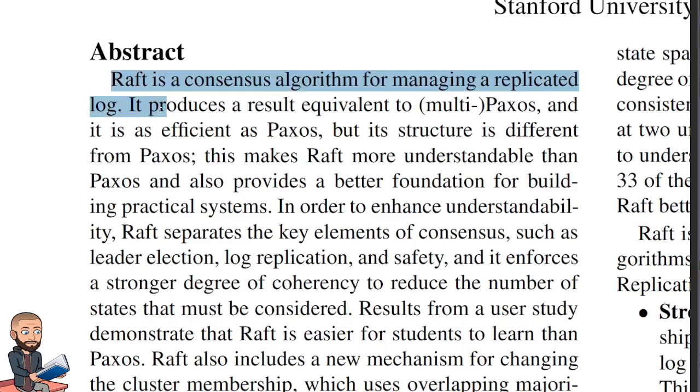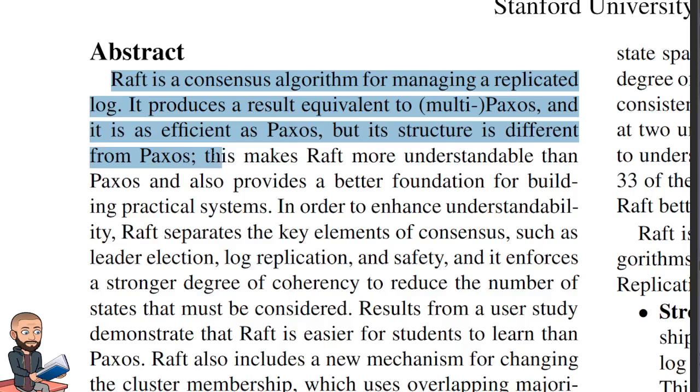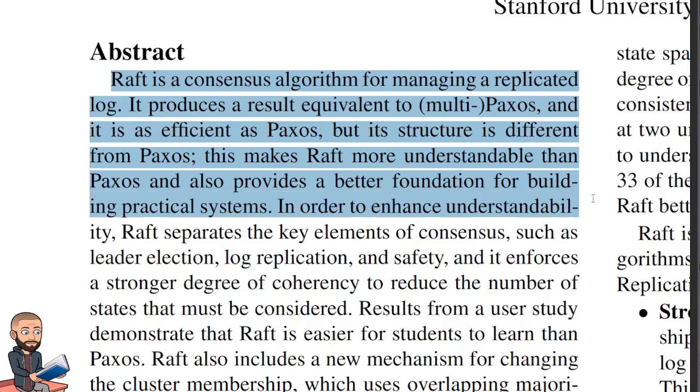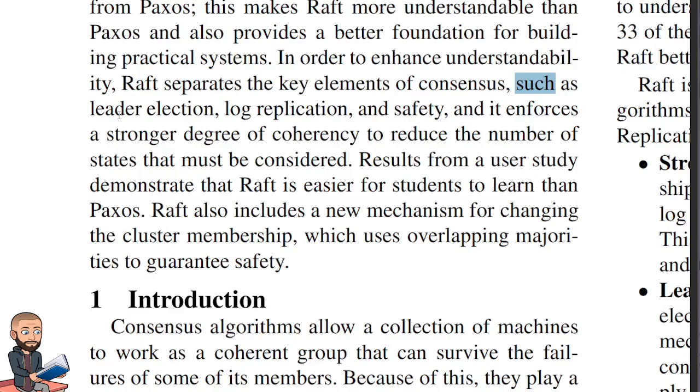Raft is a consensus algorithm for managing a replicated log. It produces a result equivalent to multi-Paxos, and it is as efficient as Paxos. But its structure is different from Paxos. This makes Raft more understandable than Paxos and also provides a better foundation for building practical systems. In order to enhance understandability, Raft separates the key elements of consensus, such as leader election, log replication, and safety, and it enforces a stronger degree of coherency to reduce the number of states that must be considered.